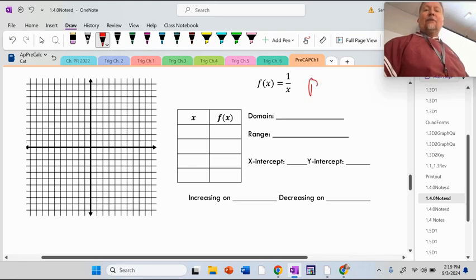Anyway, this is called, can everyone say reciprocal? Reciprocal. Did you hear him?